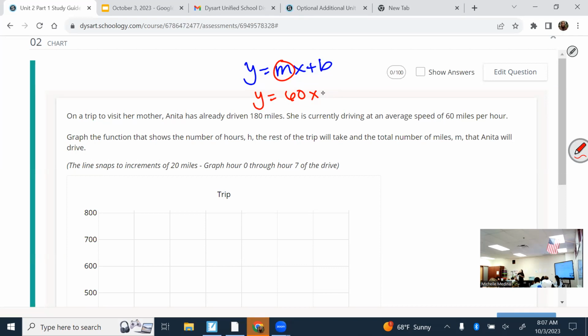So is there a starting amount in this situation? Or are they starting at 0? They've already driven 180 miles. So they're starting at 180. We want to graph the number of hours the rest of the trip will take and the total number of miles, so including the 180 that Anita will drive.